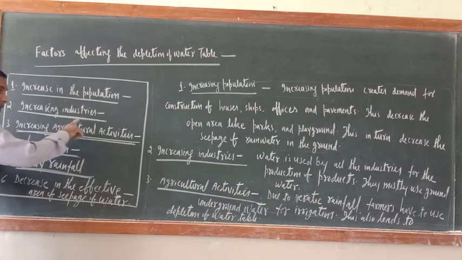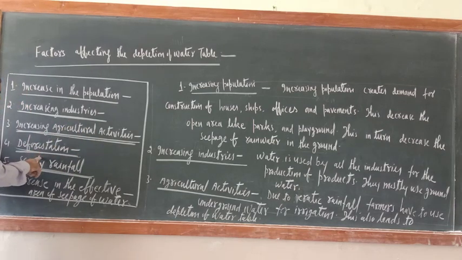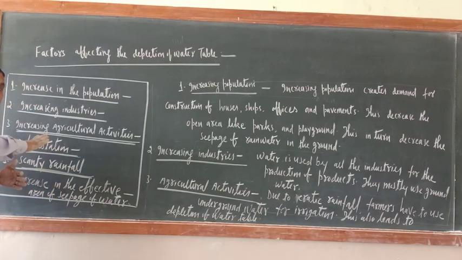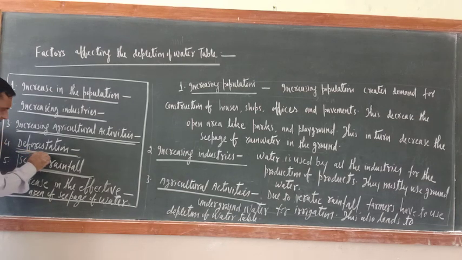When more agriculture activity is there, land should be there or not? So they will cut the forest to create agricultural land. So deforestation is also because of increasing agriculture activities. Now just see, this factor is dependent on that, and this is also dependent.